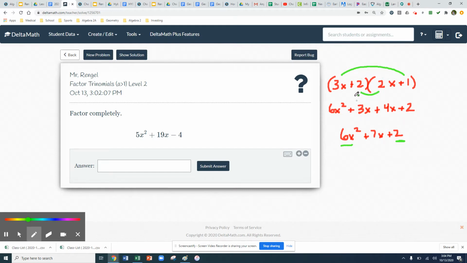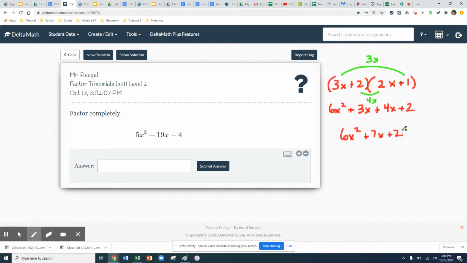Your middle term is going to be the result of your outside terms, 3x and 1, and then your inside terms, 2 times 2x. So your 3x times 1 is your 3x. Your 2 times 2x is your 4x, and then those two will combine to make your middle term.